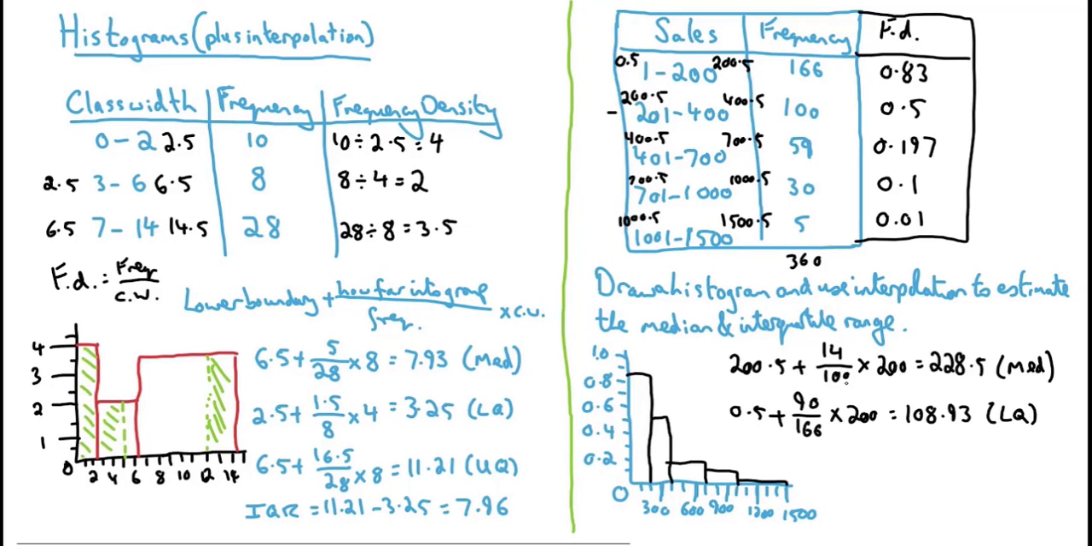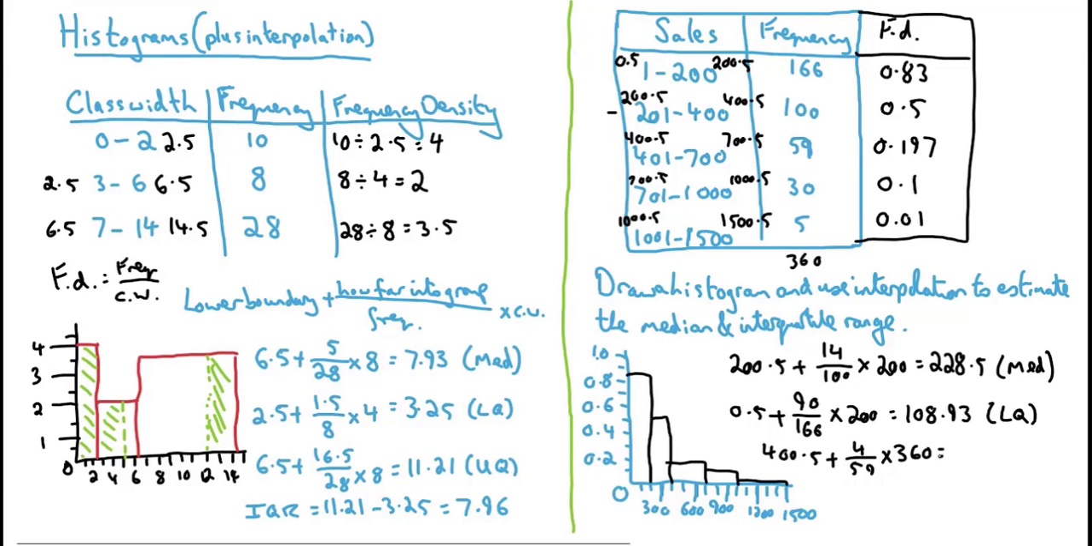Then as for the upper quartile, 3/4 of 360 is going to be 270. So going through the frequencies once more, we've got 166, then add that to the second row, and you get 266. So the 270th is going to lie in the next row, in this class width where the lower boundary is 400.5. And you'll add to that. If you're currently at 266, you'll need 4 more to get to 270 out of this next group of 59. And then that's going to be times by that class width of 300.